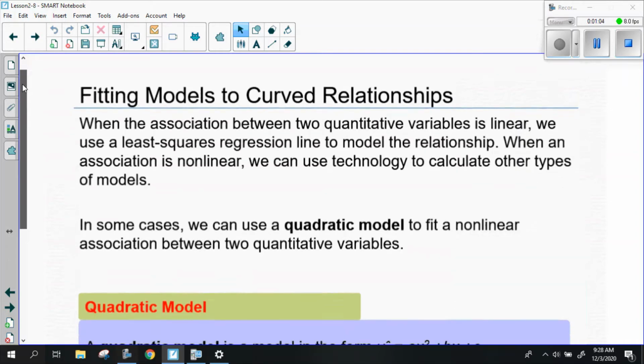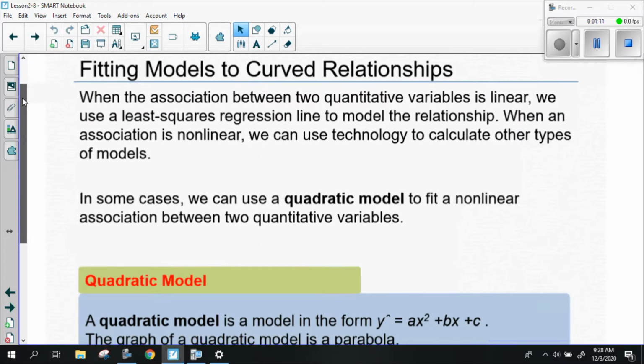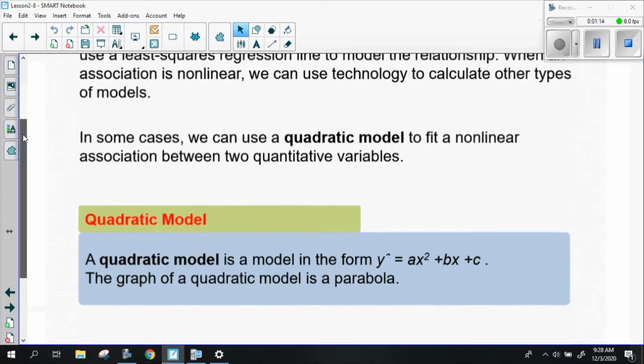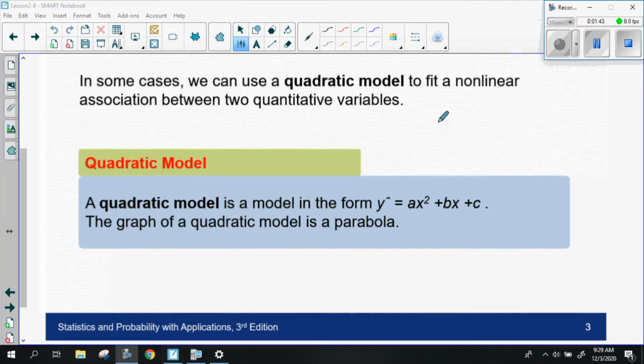All right, so we're going to be dealing with two types of models. We're going to be dealing with quadratic models, and we're going to be dealing with exponential models. Like I was saying, we're going to use this for one of our non-linear associations. And it's going to be in that form, y hat equals ax squared plus bx plus c. And our calculator is going to, so we're going to be able to put in our explanatory and our response variables, and our calculator will tell us what A, B, and C are in this model right here.